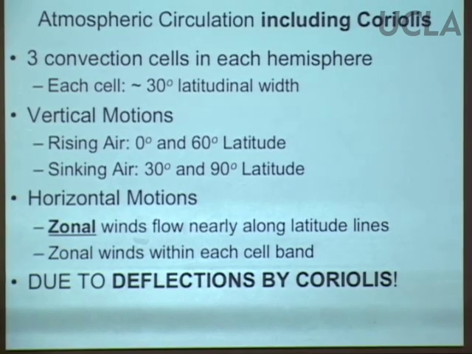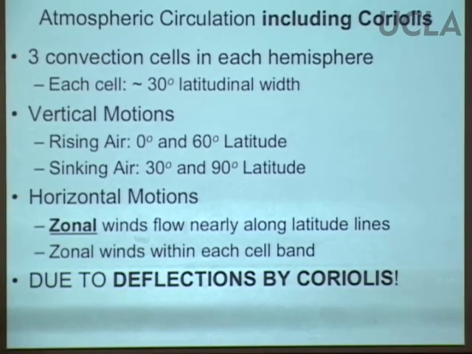Okay, so we have 3 convection cells in each hemisphere, about 30 latitudinal degrees wide for each one. We also have regions where there's vertical air movement, air rising at the equator, just like in the no-spin case, because that's where air gets most intensely heated, because the sunlight is most intense there. But it also turns out that we have air rising at about 60 degrees latitude. We have sinking air not just at the poles, like we did in the no-spin case, but also at about 30 degrees.